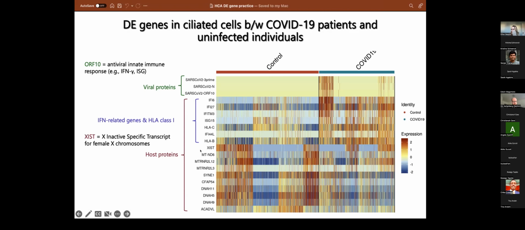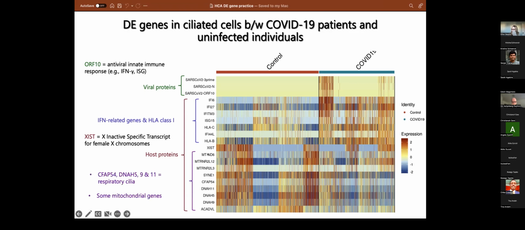And yeah, this is also like we discussed yesterday, this gene. This is the X inactive specific transcript for the female X chromosome, because females have two X chromosomes, and basically one chromosome is inactivated. So this gene acts like that. If you look at this row, if it's red or expressed, these people are female, and then these people are male.